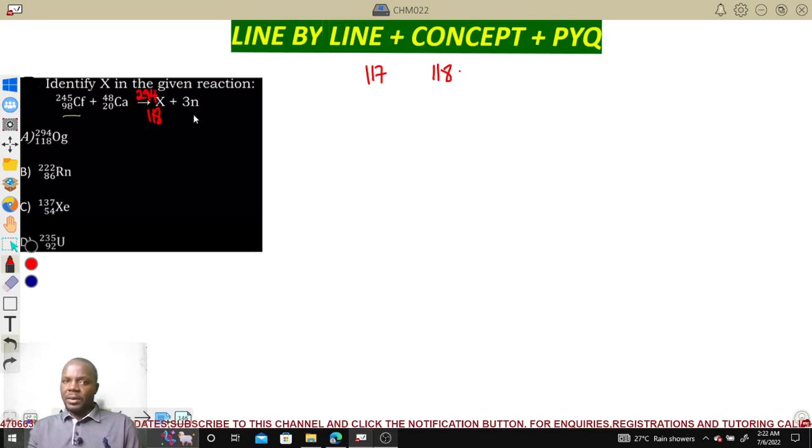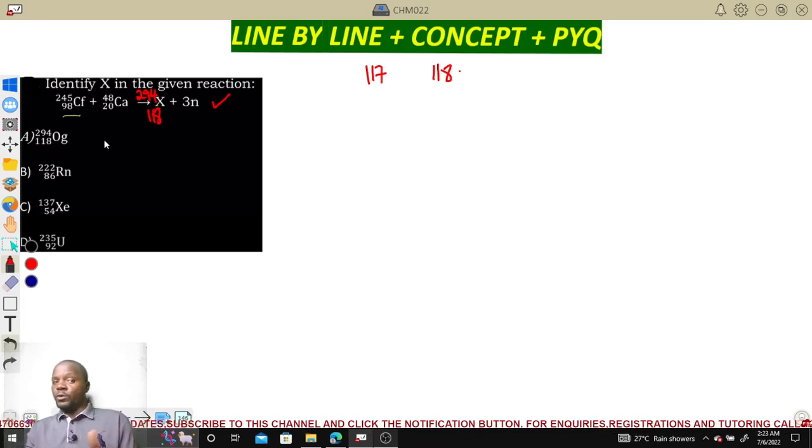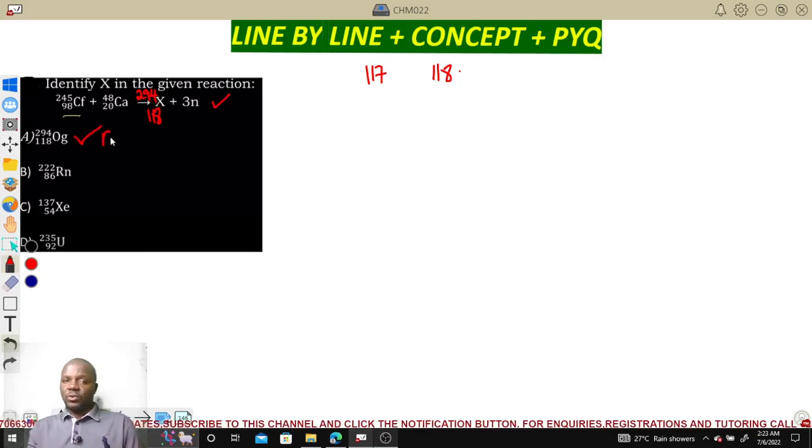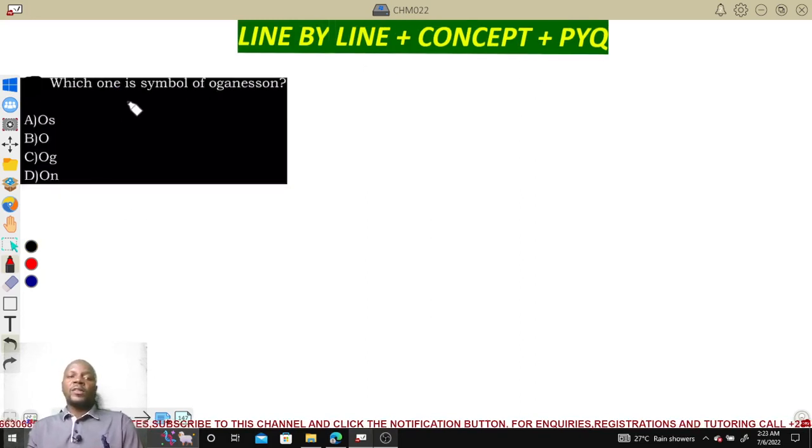294. Please keep it in mind. And this is the way we produce oganesson. So this is the answer to the question. We can move to the next one. Admin, please stay up. Let's see. The next one says, which one is a symbol of oganesson? Oganesson is Og. We talked about that.